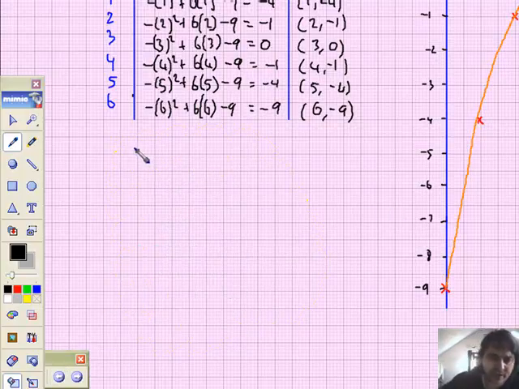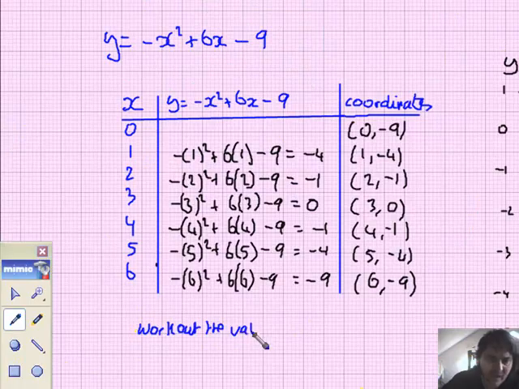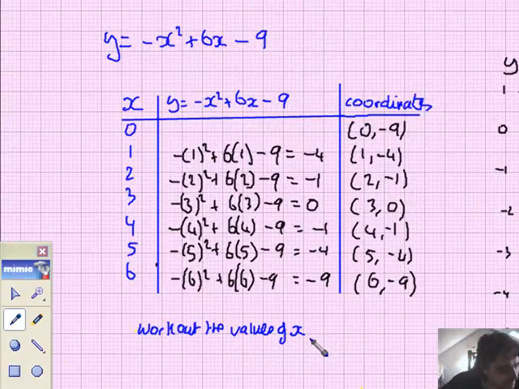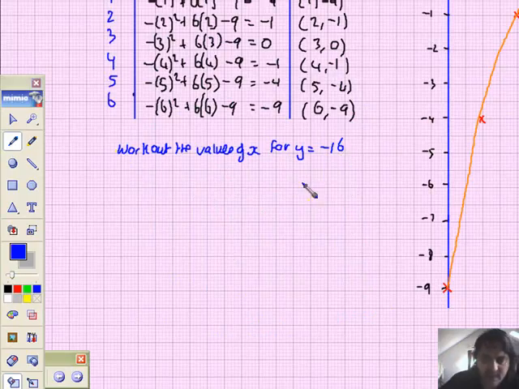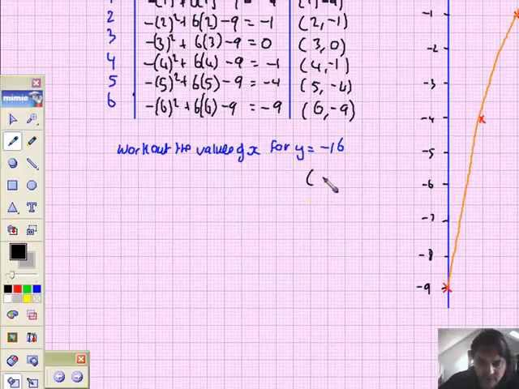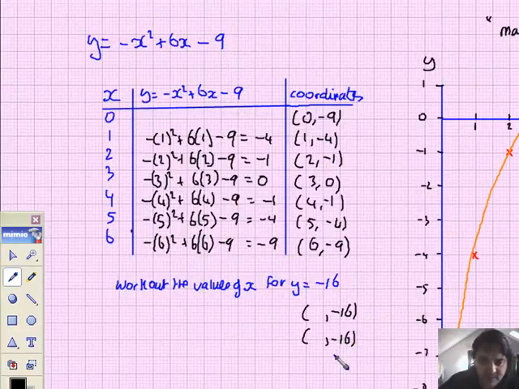I'm going to write the question out in blue. Work out the values of x, in other words two values, for y equals minus 16. In other words, we can create a coordinate that goes something, minus 16, and something else, minus 16.